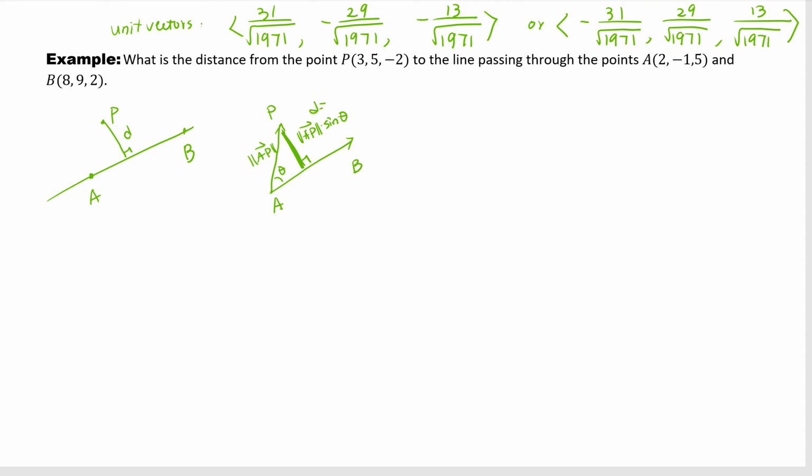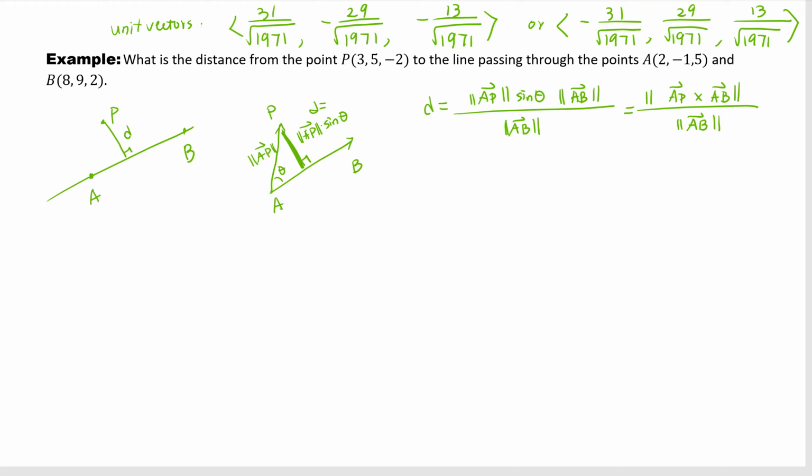And how do we calculate that? Well, we can multiply this by the magnitude of AB, and divide it by the magnitude of AB. Now, do you realize the top is actually the length of the cross product AP cross AB, and the denominator is just the length of AB. So this is how we can calculate the distance from a point to a line passing through 2 points.